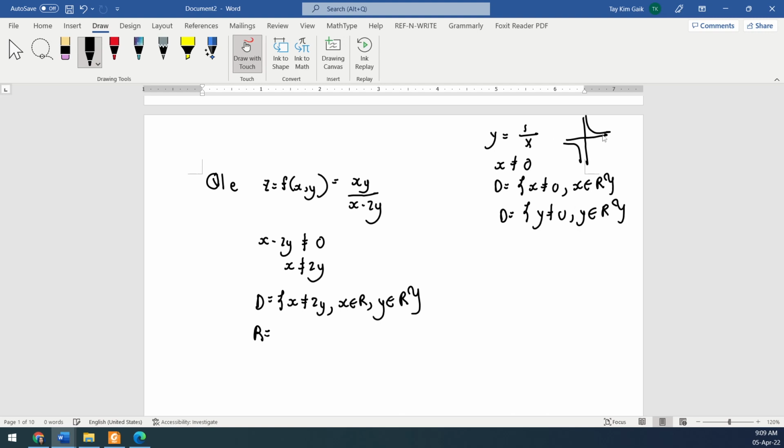Okay, when you look at the graph of y equal to 1 over x, y never takes the value of 0. So similarly, this one can have y, the range is z. So z cannot be equal to 0. Z is a member of real number. Follow the same pattern here.